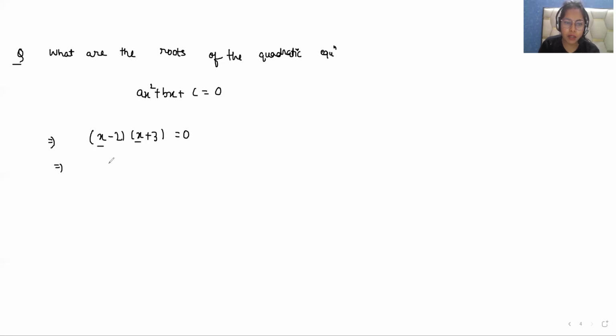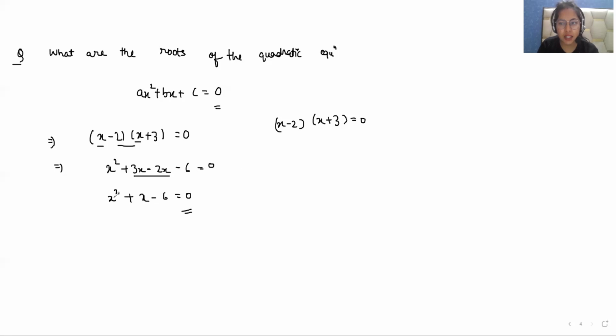How can you multiply? x multiplied by x is x square, x multiplied by 3 is 3x, minus 2 multiplied by x is minus 2x, and minus 2 multiplied by 3 is minus 6. Combine the like terms: 3x and minus 2x gives plus x, so x square plus x minus 6 equals 0. Now it is in the standard form. With this method we check that yes, it is a quadratic equation because x has power 2. If x has degree 2, it is considered a quadratic equation.